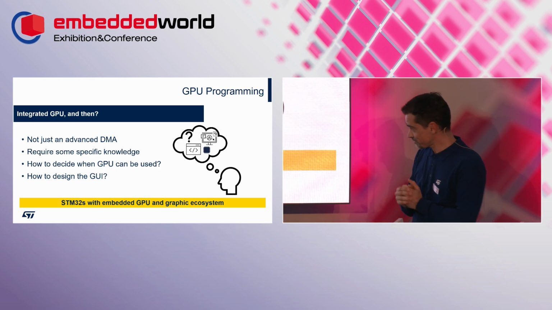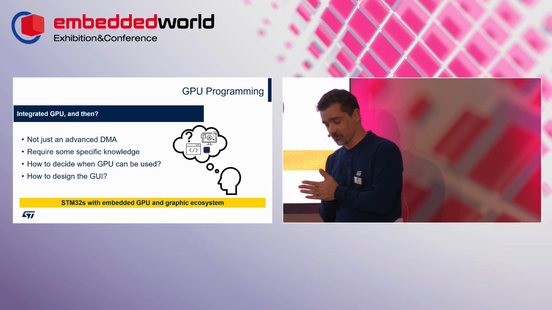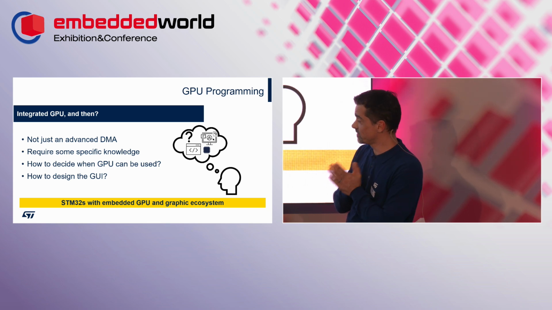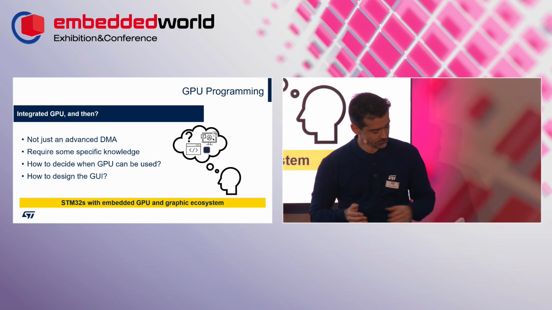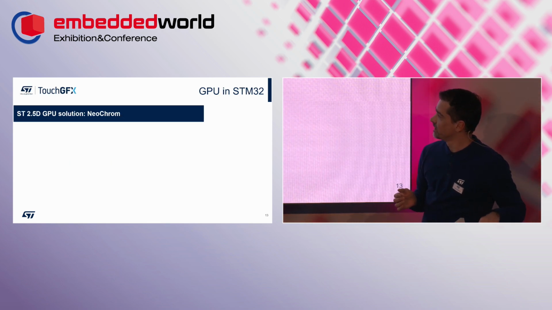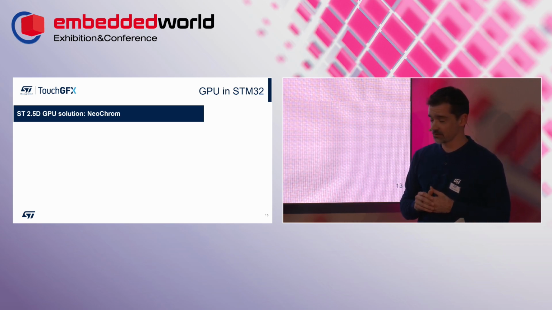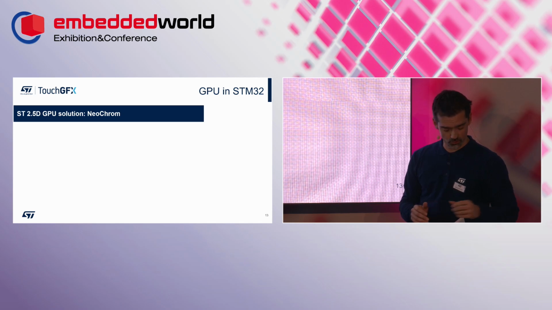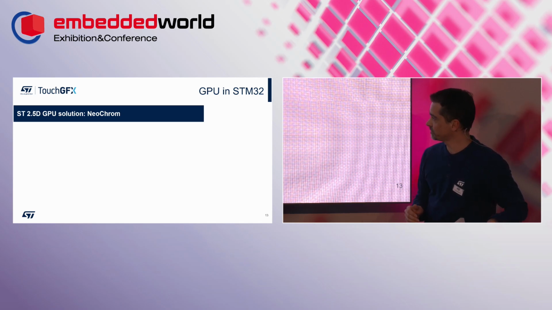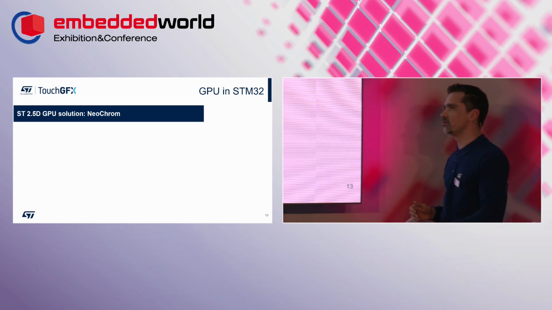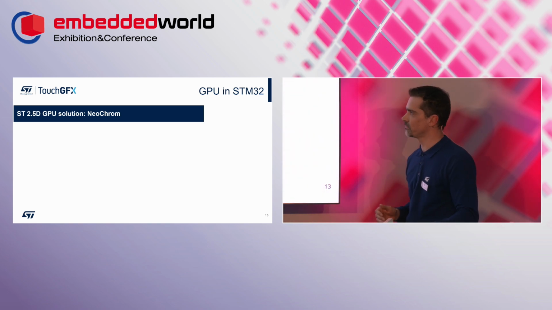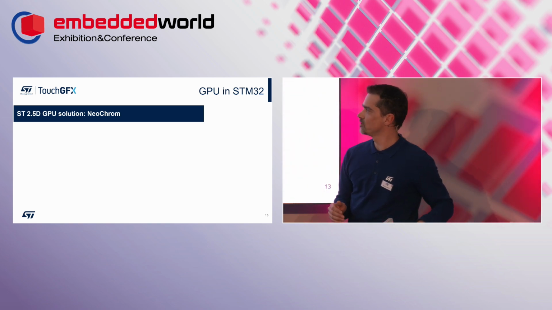STM32. We have a solution for GPU, and it comes with a graphic ecosystem. So there is already a 2.5D GPU on the STM32 microcontrollers. It is called the Neochrome. It's been already there for some years.